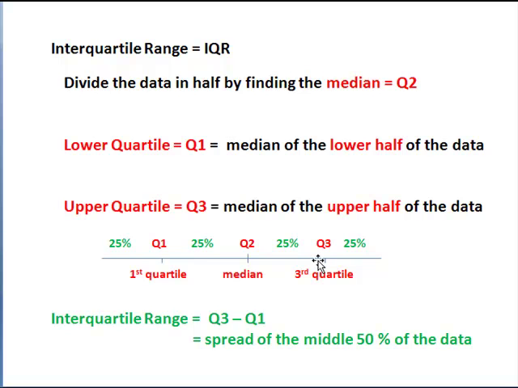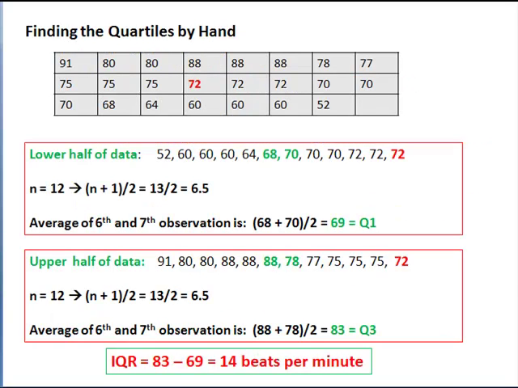Since Q1 and Q3 mark off the middle 50% of the data, what the interquartile range measures is the spread of the middle 50% of the data. In so doing, it avoids all outliers and hence is a reliable measure of spread.